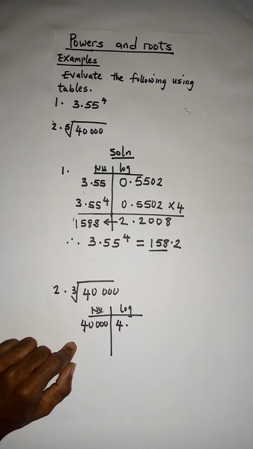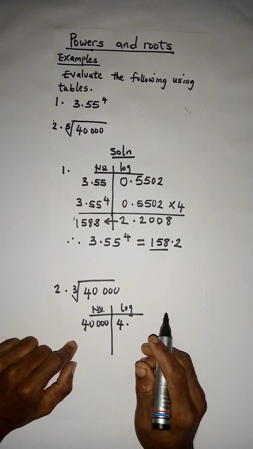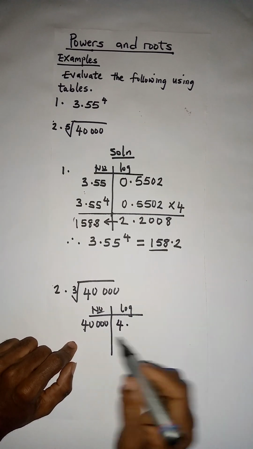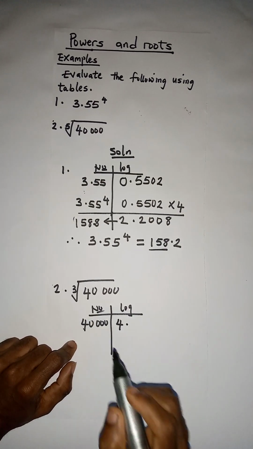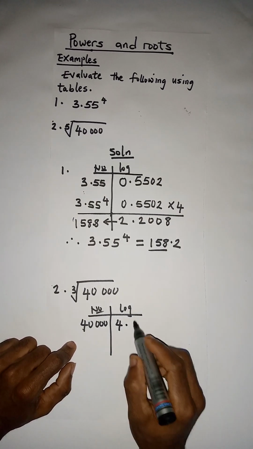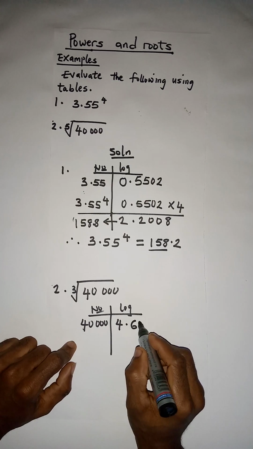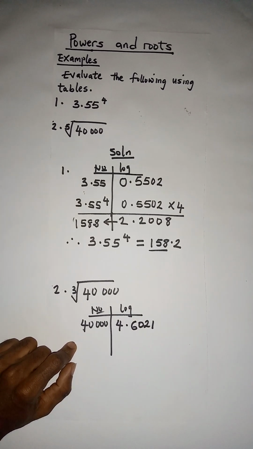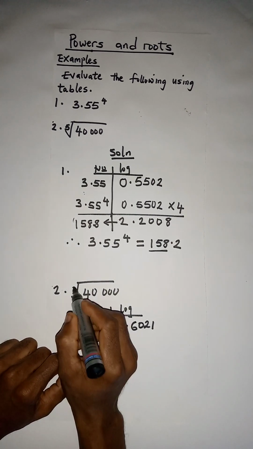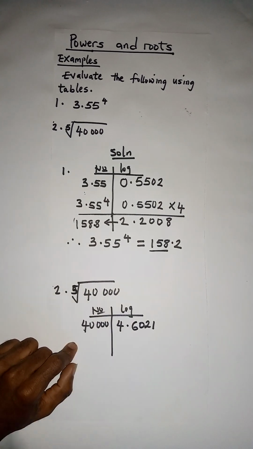Point. So you look at the logarithm of 40 under 0. Remember, there is no difference 0. So we're looking at 40 under 0. And if you check that correctly, you will have 6021. Oh, sorry, it's supposed to be 5. Okay, we have 6021.